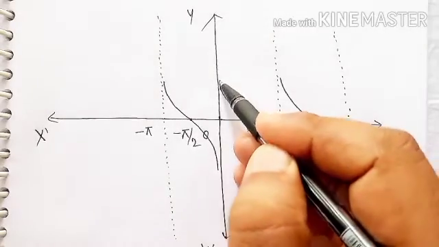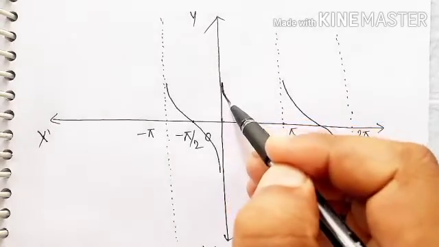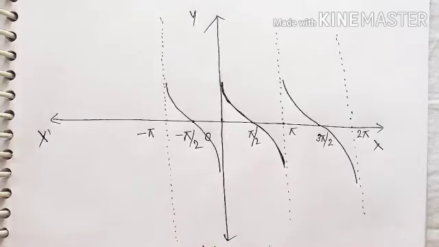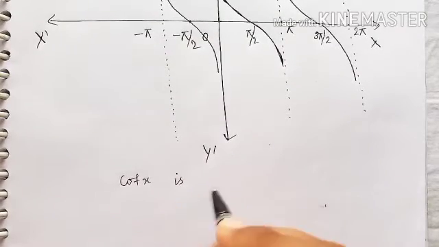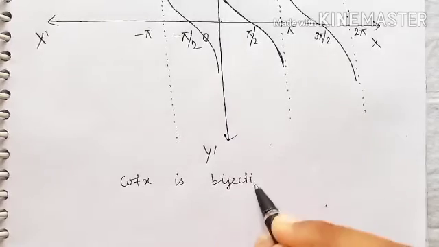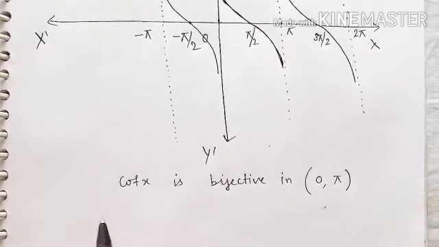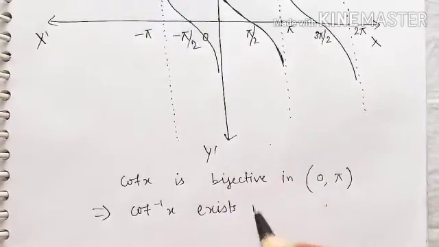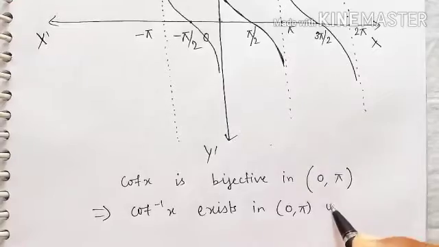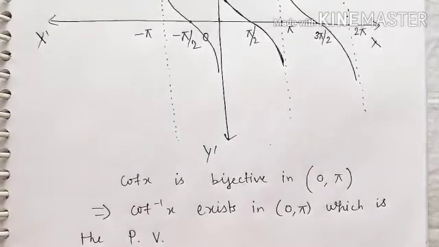Here we can see that this graph is one-one and onto within the open interval 0 to pi. So cot x is bijective in the open interval 0 to pi. This implies that cot inverse x exists in this interval, which is the principal value branch.